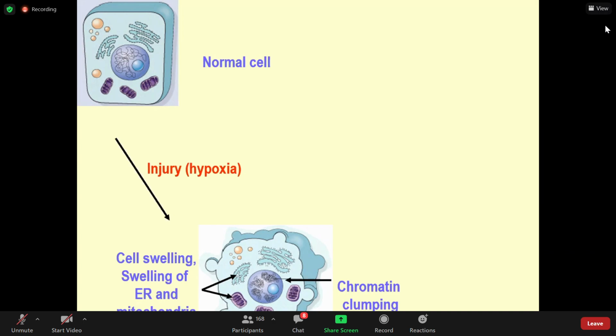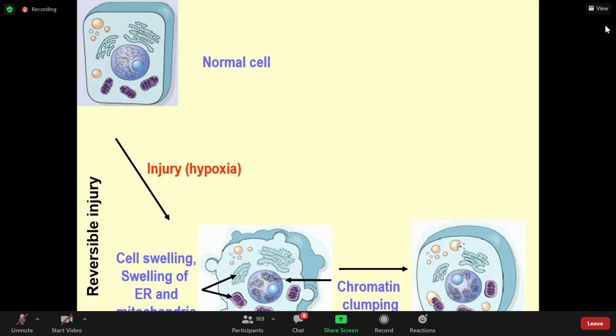If it goes anything beyond that, then you have to start to think about irreversible cell injury. So this is the first and the only sign of nuclear disruption that is seen in reversible cell injury. That is nuclear chromatin. That's an important thing to remember.